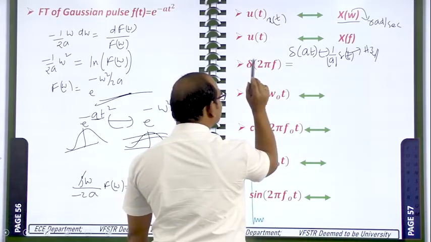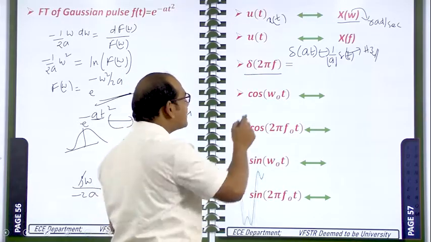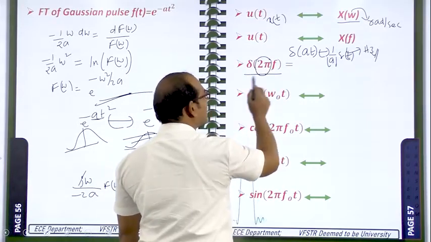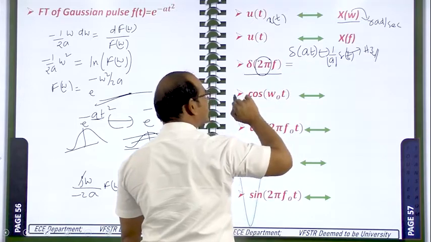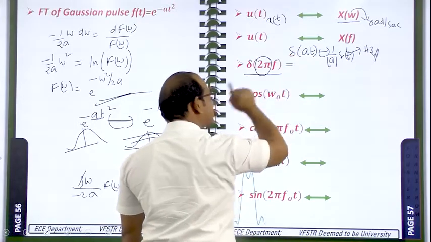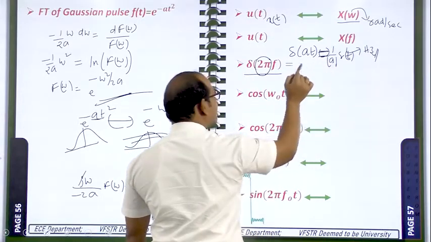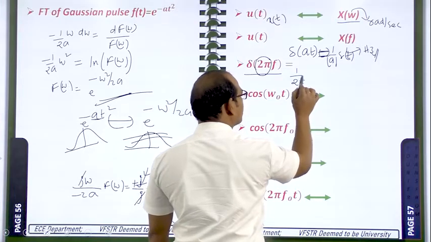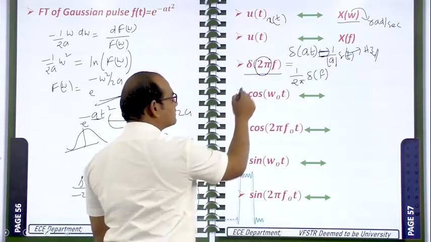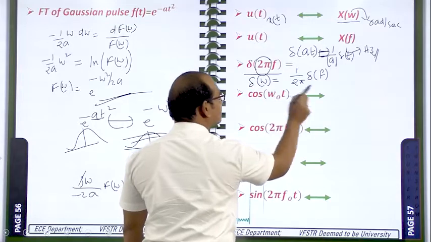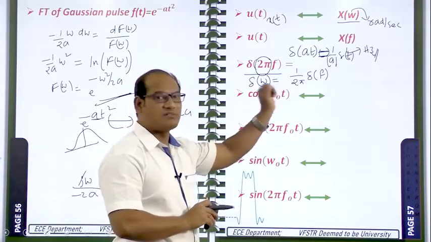So if the signal is delta of 2 pi f, here 2 pi is a scalar quantity, that means a number, and f is a variable. Compare this with the earlier expression: in place of t, here f is there, so both are variables, but in place of a, 2 pi is there. So delta of 2 pi f can be written as 1 by modulus of 2 pi, that is 1 by 2 pi, delta of f. So delta of 2 pi f, or delta of omega, can be written as 1 by 2 pi delta of f. This is the relation between delta of omega and delta of f.